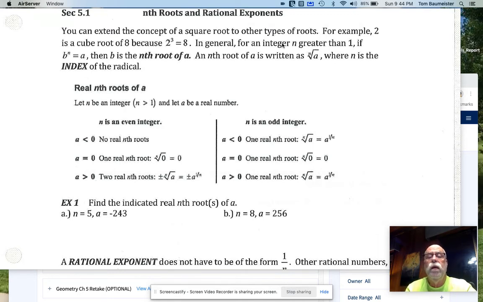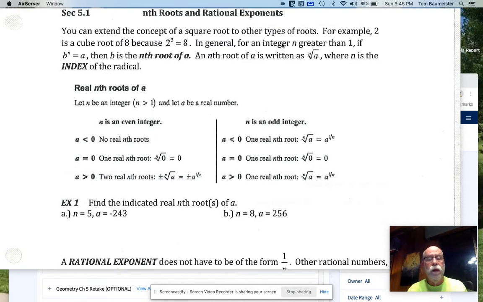The nth root of a is equal to a to the exponent 1 over n. If a is equal to 0, you're going to have one real nth root. Again, the nth root of 0 equals 0. And if a is greater than 0, you'll have one real nth root. The nth root of a, again, is equal to a raised to the 1 over n power.